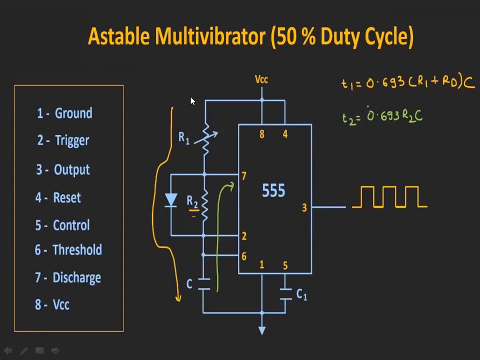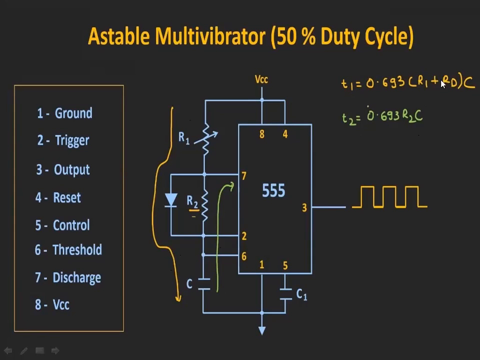So this is how the capacitor is going to acquire charge. The yellow line shows the charging path, and the green line shows the discharging path. Discharging will be done through R2, and charging will be done through R1 and the diode. In this way, it is going to produce the output. So what happens to T1 now? T1 is equal to 0.693 into (R1 plus RD) into C, where RD is the diode resistance. It is very small, we can neglect that. And T2 is equal to 0.693 into R2 into C.